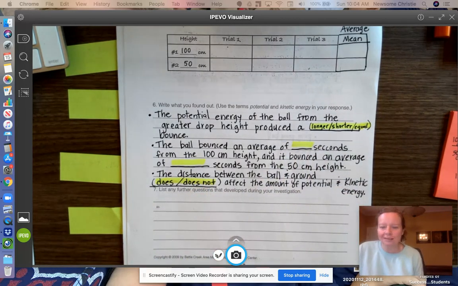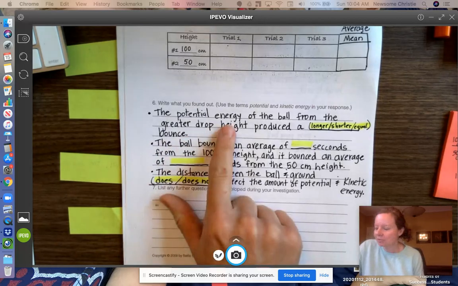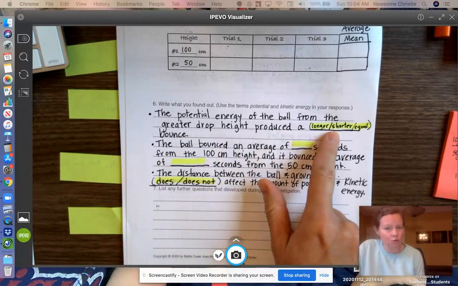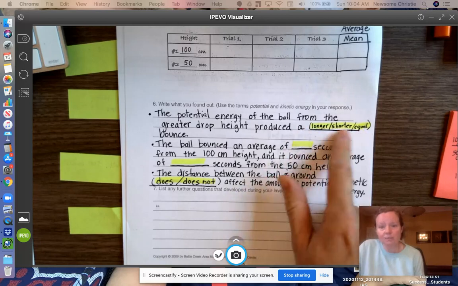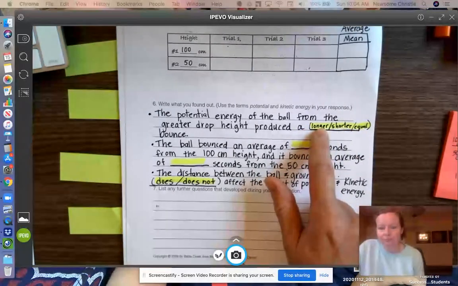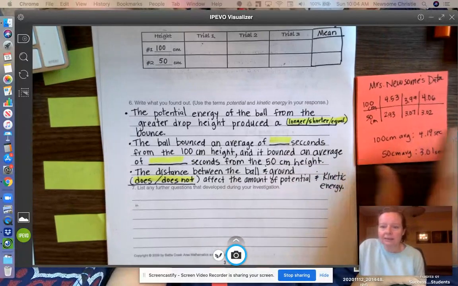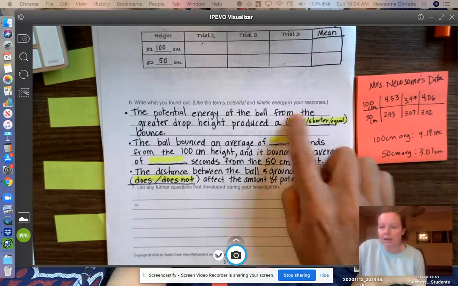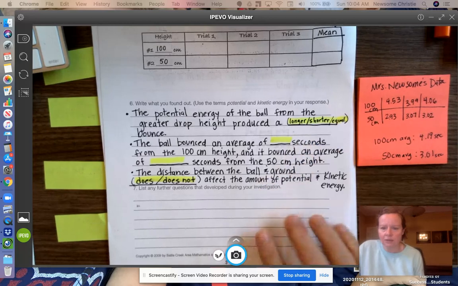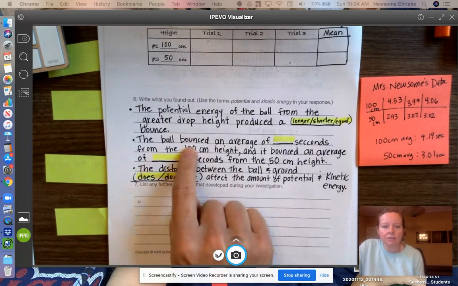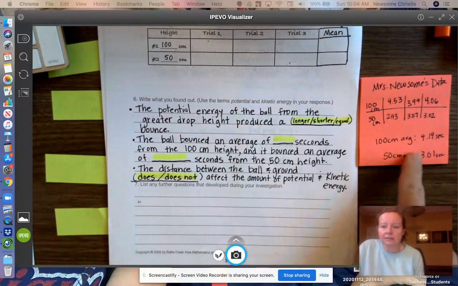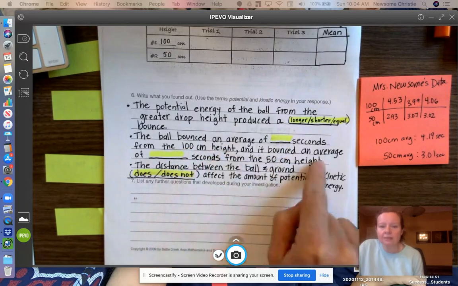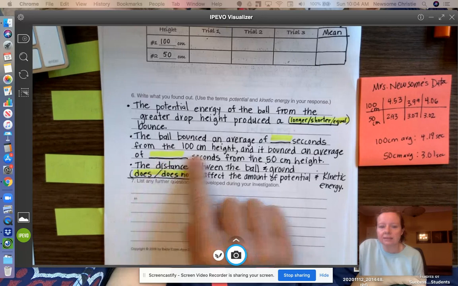So I said the potential energy of the ball from the greater drop height produced a longer bounce, a shorter bounce, or an equal bounce. So you would, based on your data, answer that question. And for mine, the higher drop height had a longer bounce time. So I would write that word longer. You look at your data and see what yours would say. Then you would say the ball bounced an average of, and this is 4.19 for me, 4.19 seconds from the 100 centimeters height, and it bounced an average of 3.01 seconds from the 50 centimeter height.